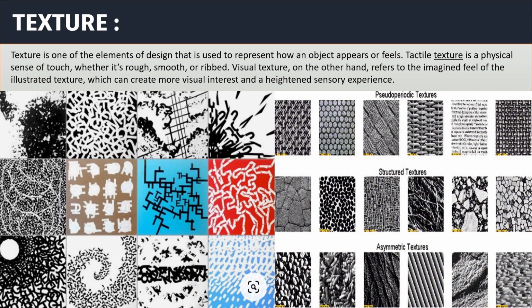Then coming on to the texture, we have so many different textures available. Texture is one of the elements of design that is used to represent how an object appears or feels. This is a very important element because it is going to be used by you not just in this NATA exam, but also in your architecture. If you want to show grass in any plan, how will you show it? With diagonal lines or anything, right? So you have to have the knowledge of texture so that you can add textures wherever and whenever you need to show something specific about a material.